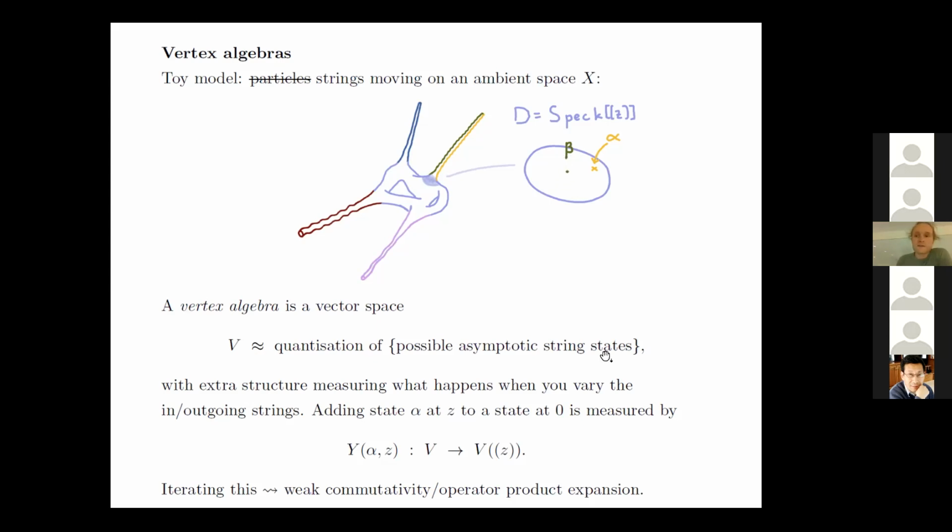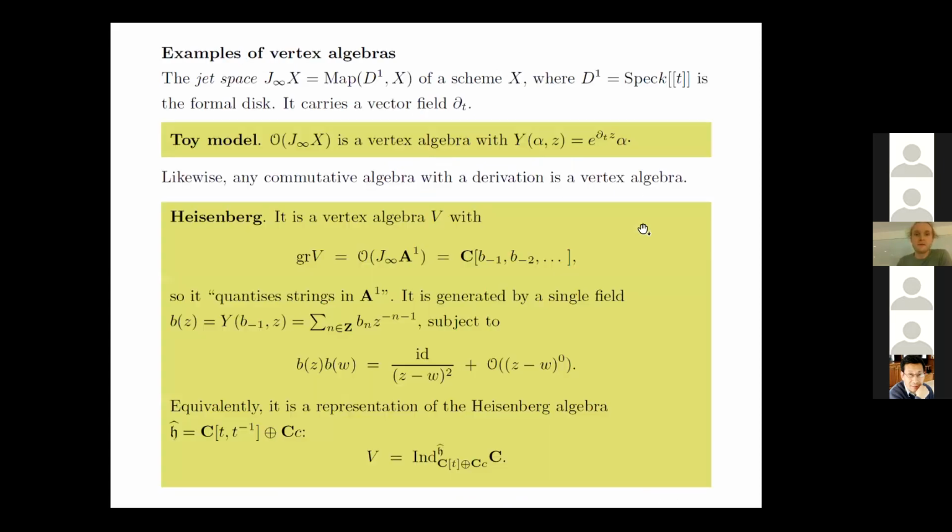The axioms of a vertex algebra are actually quite simple. There's a commutativity relation between these two fields, which approximately says that if you add a particle at z and add a particle at w, this approximately commutes with doing it the other way around. For what will follow, the definition does not actually matter because we'll be working with explicit examples of vertex algebras, and I will give you some examples now.